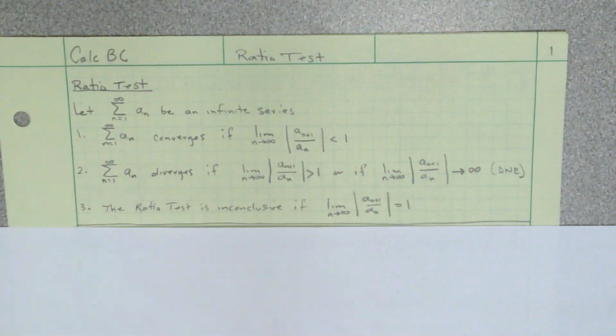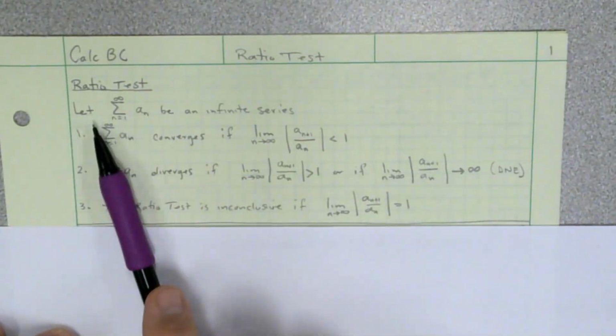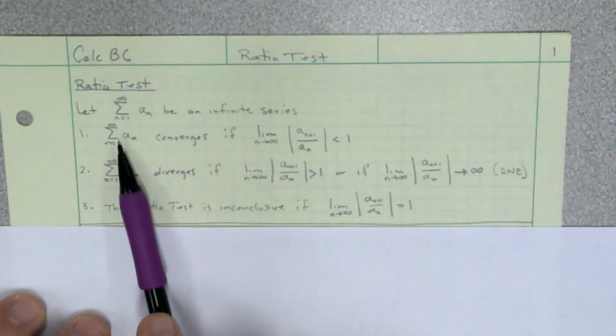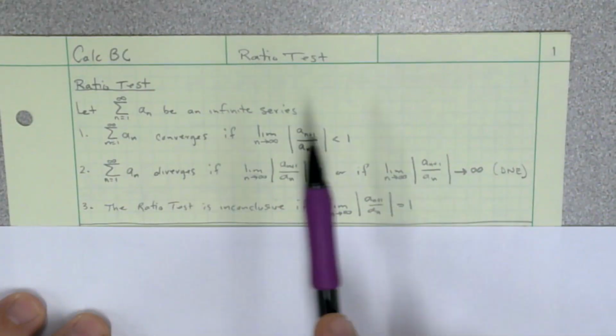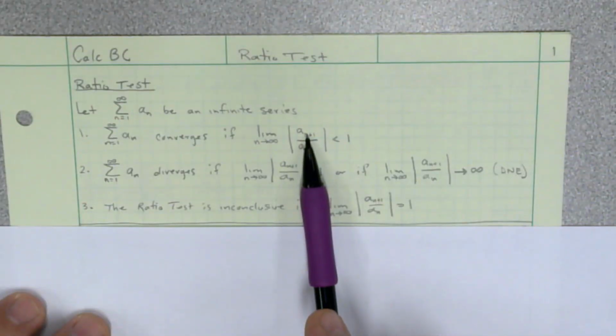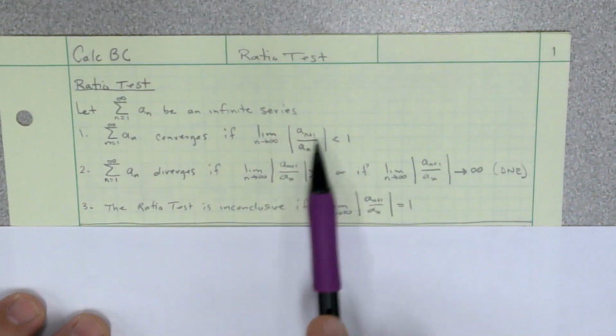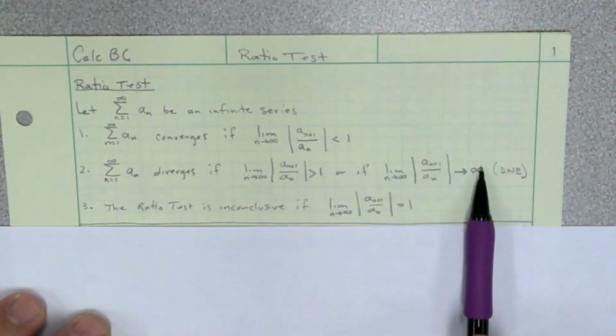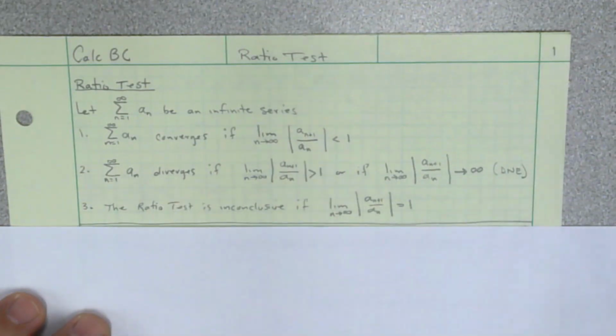Ratio test. Okay, so here's the ratio test and what is necessary for us to make it happen. So we have a series. It has to be an infinite series. So if we take the limit of the n plus 1 term over the n term, absolute value of that, if that is less than 1, then this series is going to converge. Likewise, if it is greater than 1 or does not exist, then it will diverge.